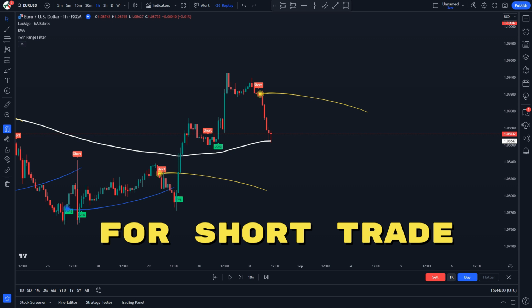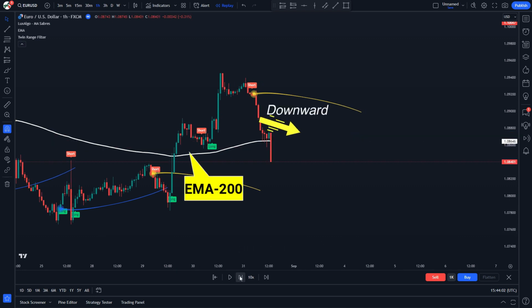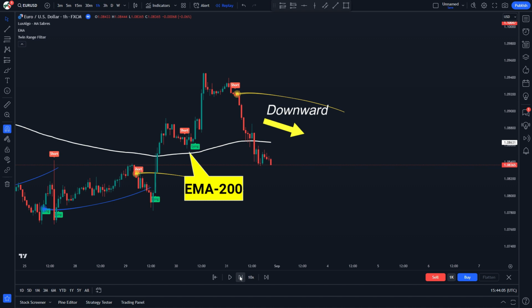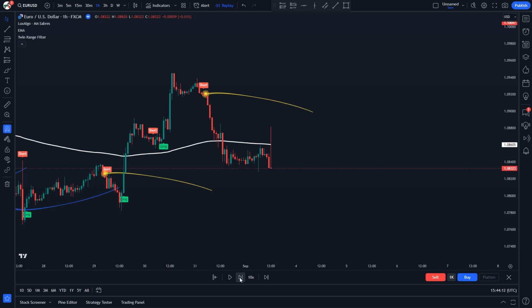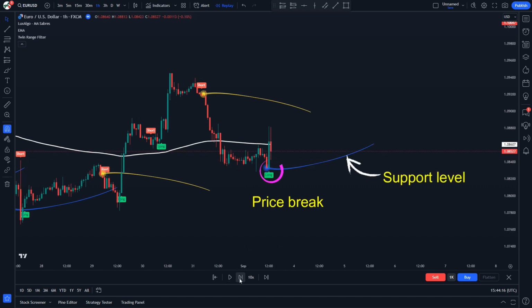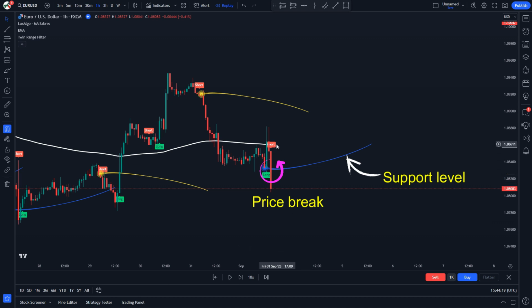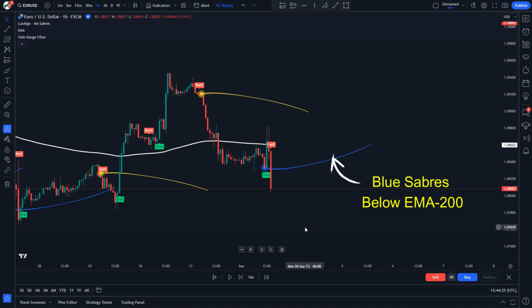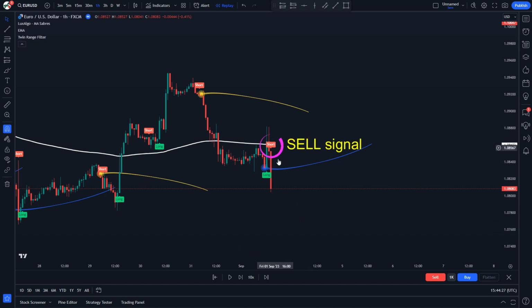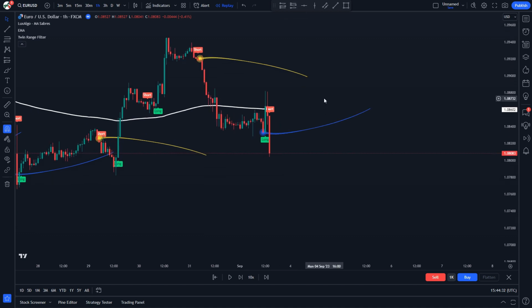For short trades, the conditions are reversed. Ensure the market is in a bearish trend with the EMA 200 angled downwards, and the price trading below it. Within this bearish trend, wait for the price to break below the support level provided by the blue saber line. Also ensure that the blue saber line is below the EMA 200. The Twin Range Filter should print a sell signal to indicate the possibility of the market continuing in the bearish trend. Avoid making any trades if the sell signal is printed outside the blue support line or if the price is above the saber resistance line.